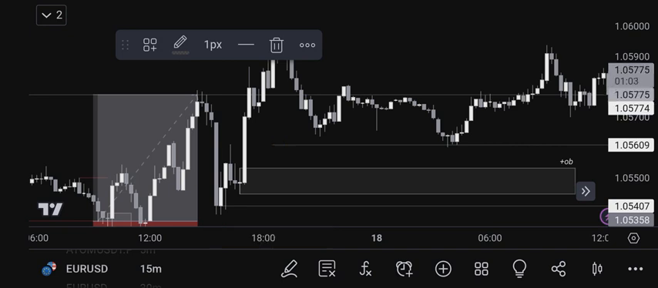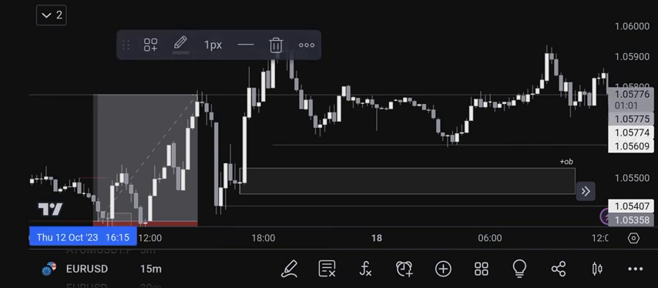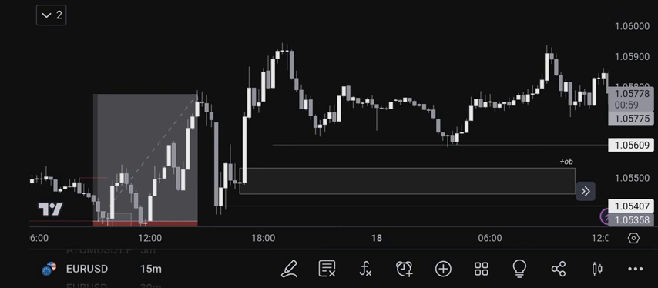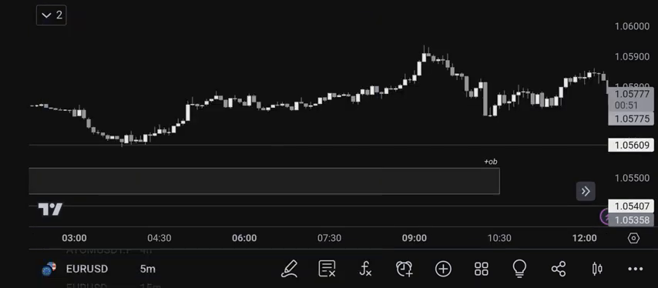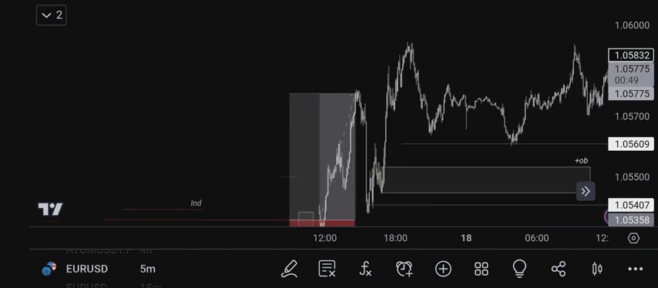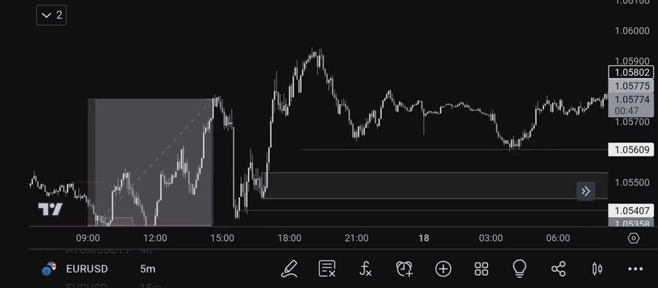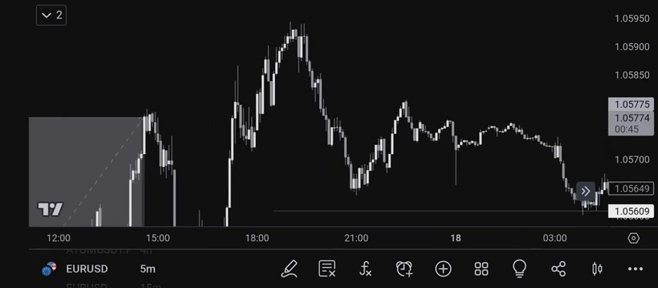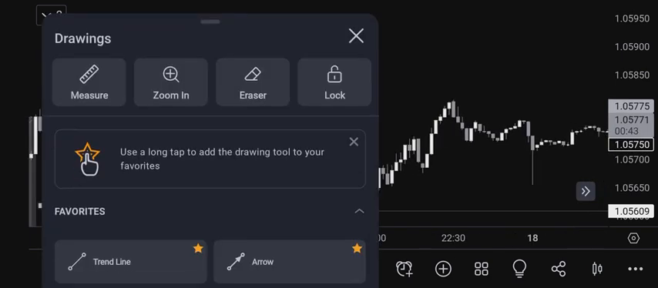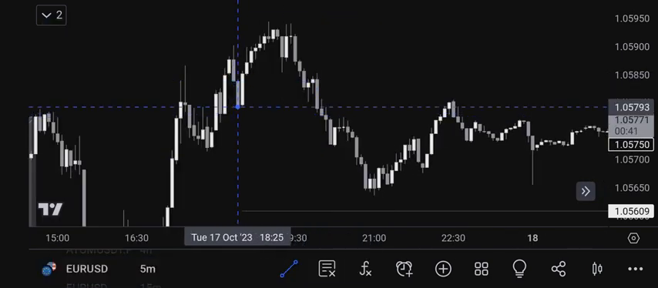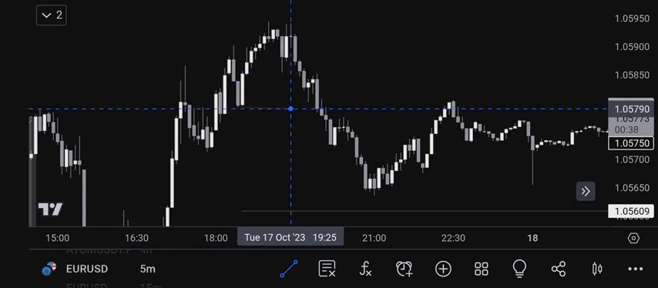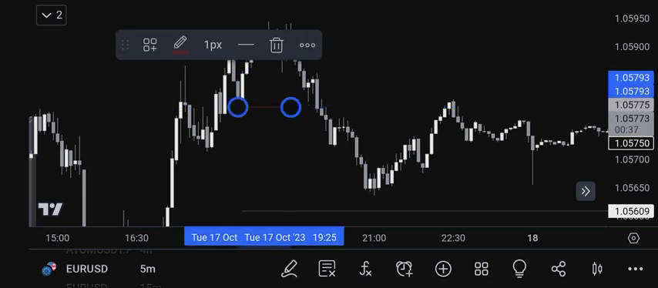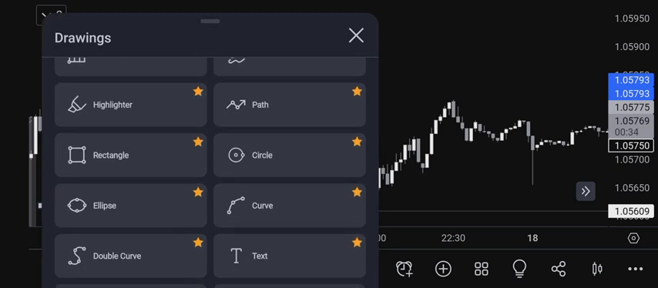My third confluence is going to be my inducement, because if I don't have inducement, I'm not trading. As you can see, price created an inducement on the 5 minutes time frame. Price came back here. Now price took out this low and left us with our supply zone.